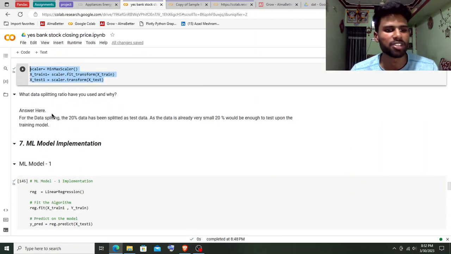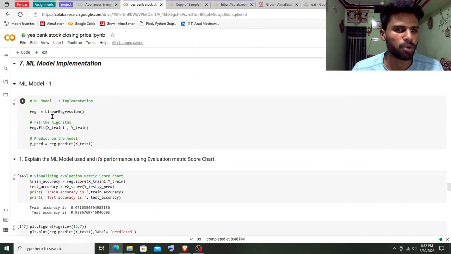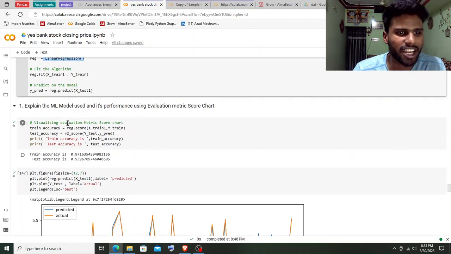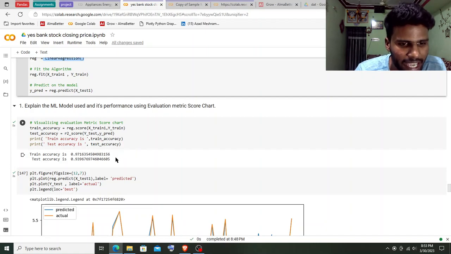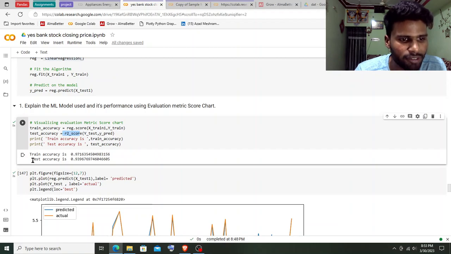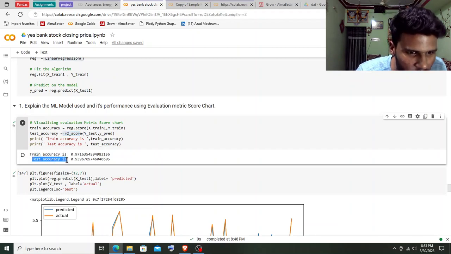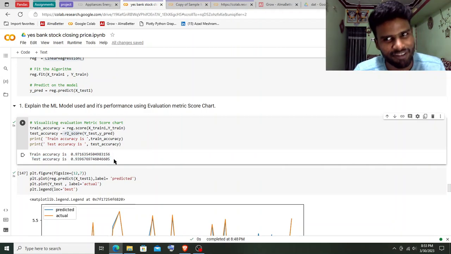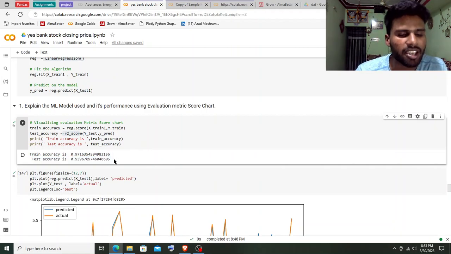And now the most important part of our project, the machine learning algorithm implementation. As my first model, I have implemented linear regression and observed what my accuracy would be using the R2 score. We can see here my test accuracy is 93%, which is pretty high, not good, it is very high. Why? Because the data set is small, obviously.